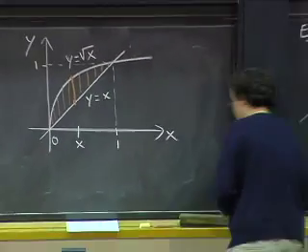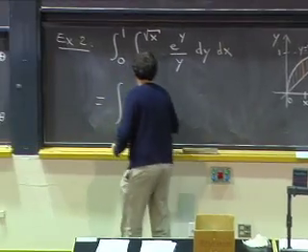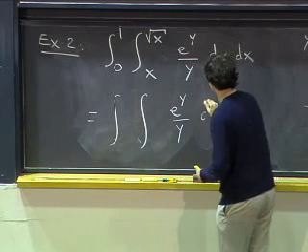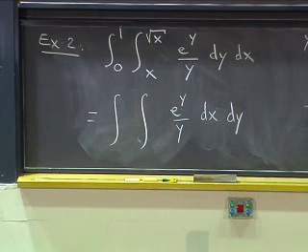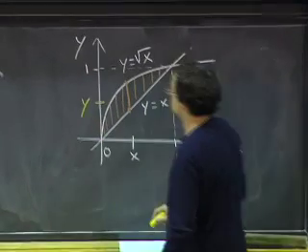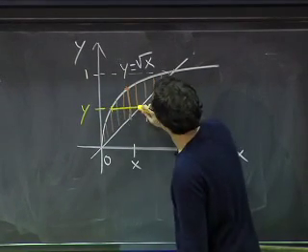My goal now is to rewrite this as an integral. It's still the same function, e to the y over y, but now I want to integrate dx dy. So how do I integrate over x? I fix a value of y. And for that value of y, what's the range for x? The range for x is from here to here.